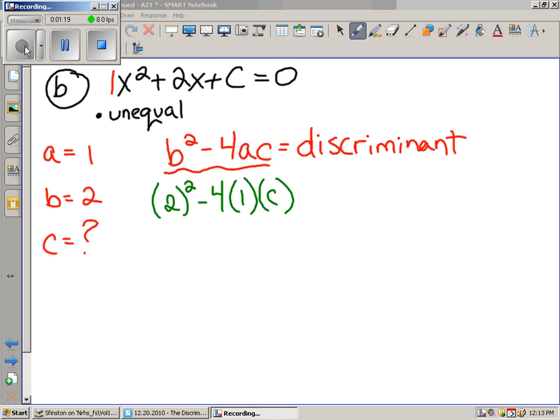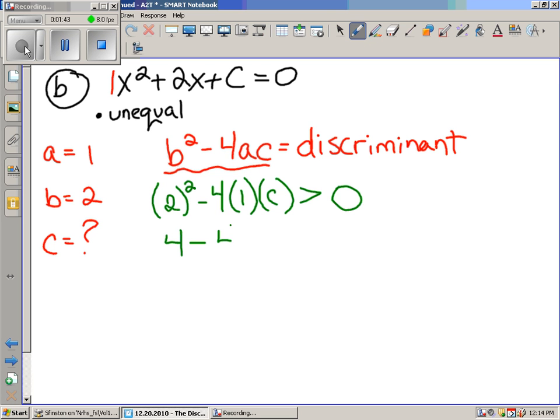In order for the roots to be unequal, the discriminant, first of all, can't be negative because then the roots would be imaginary. That's just from the start. And then for the roots to be unequal, the discriminant has to be greater than 0, because if it were equal to 0, the roots would be equal. Then all we do is solve this.